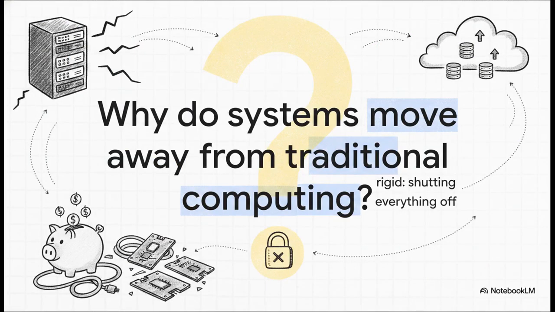So, as we wrap up this explainer, I really want you to reflect on the architecture and the limitations we've just covered. Look at this fundamental engineering question. Why do modern systems move away from traditional computing? Think about the exorbitant upfront costs, the wasted resources during downtime, and that rigid inability to scale. Grasping these specific pain points is absolutely crucial to understanding why modern software engineering looks the way it does today.